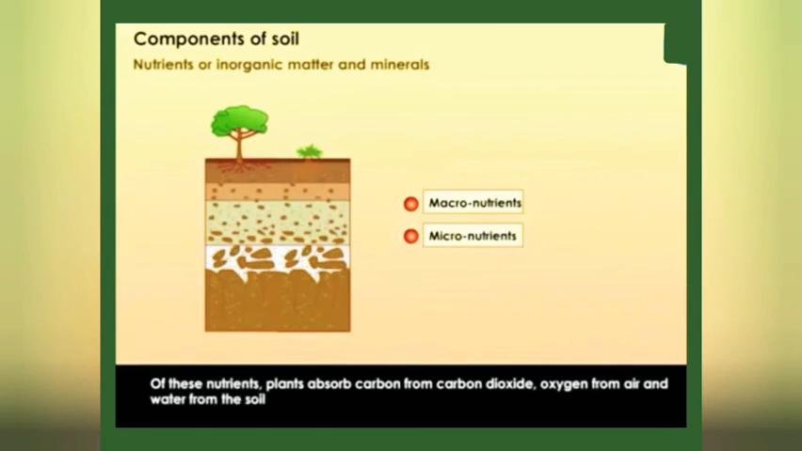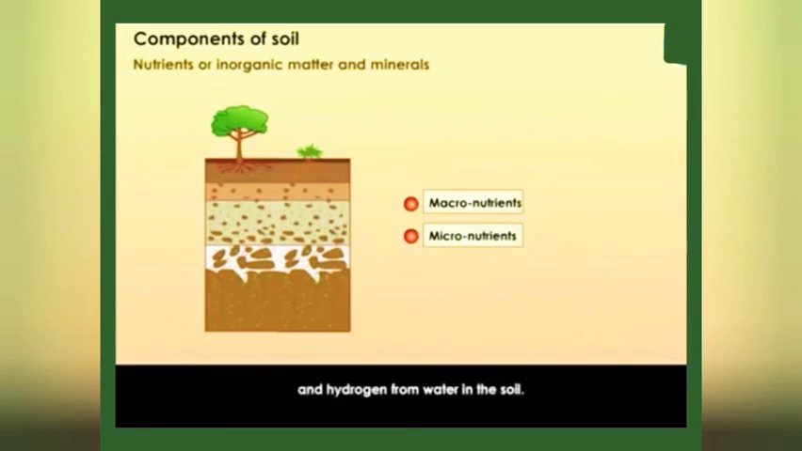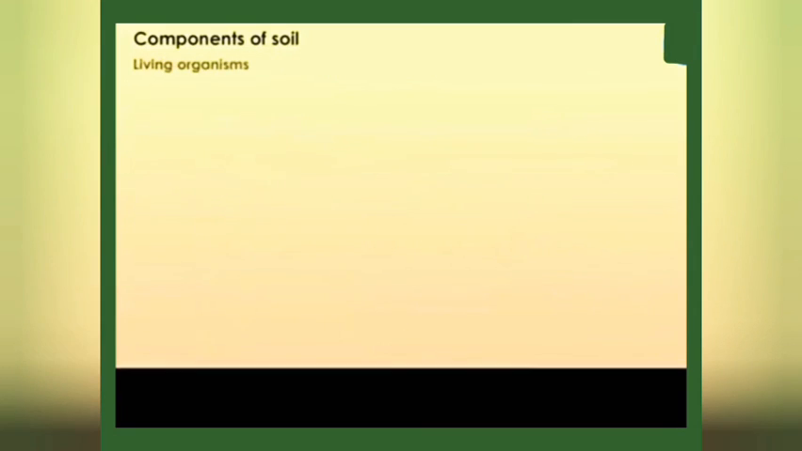Of these nutrients, plants absorb carbon from carbon dioxide, oxygen from air, water from the soil, and hydrogen from the water in the soil. Other nutrients are obtained from the soil, so it acts as a reservoir of nutrients.